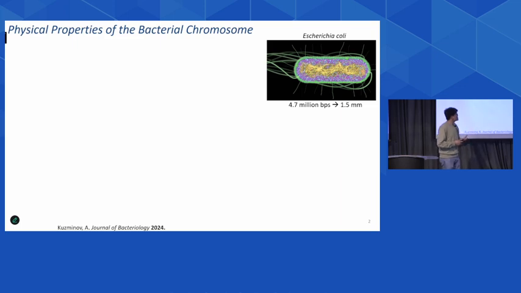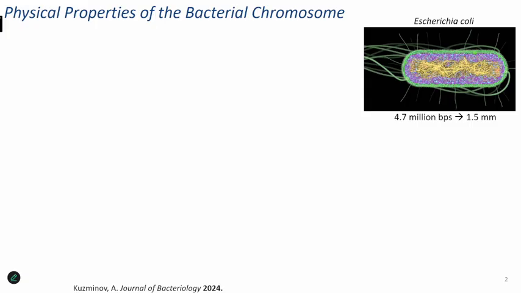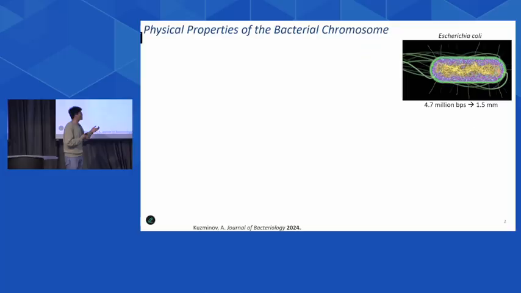So my working system is E. coli. It's a flagship bacterium for the microbiology study. It has a genome composed of 4.7 million base pairs, which in length equals 1.5 millimeter. But we know that the E. coli cell has a width of about 1 micron with a size of about several microns. So they compact their genome into a membraneless organelle called the nucleoid, which is here.